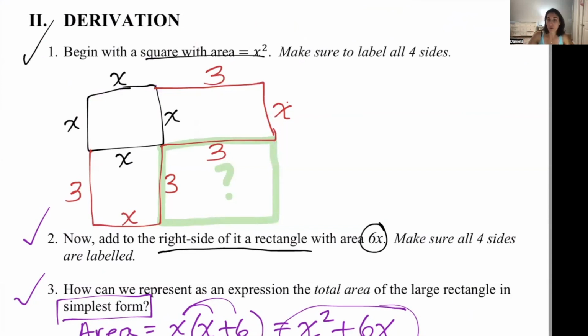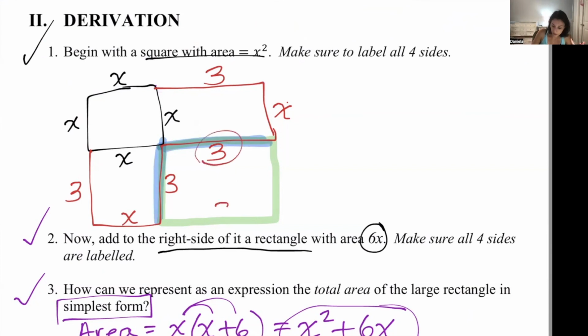How do we know, first of all, that it is a square? Because this is a 3 by 3. If this length is 3 and this length is 3, it's a square. So if you thought it was a rectangle, right?